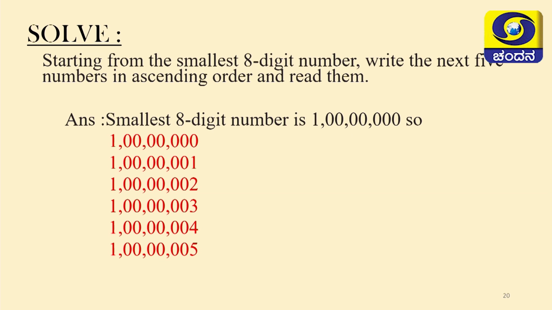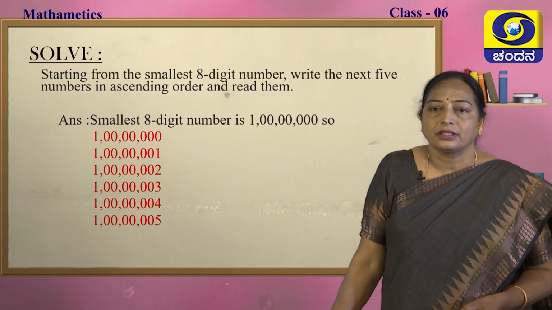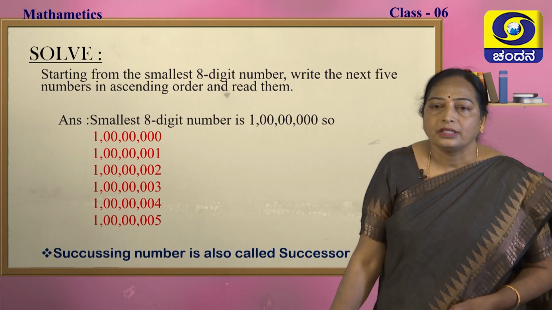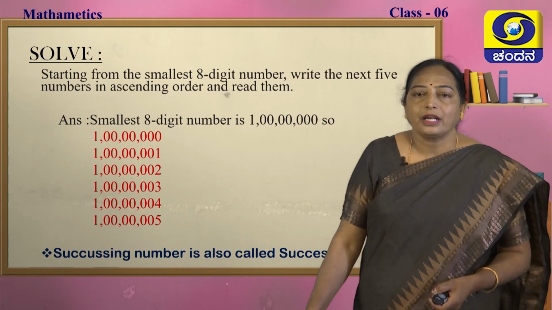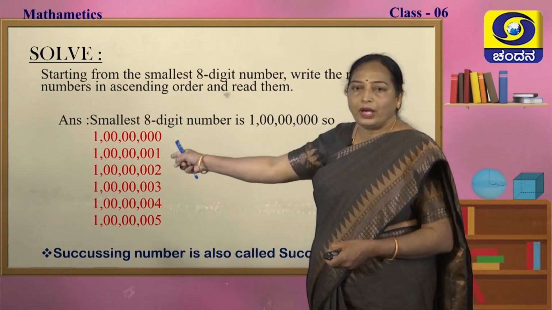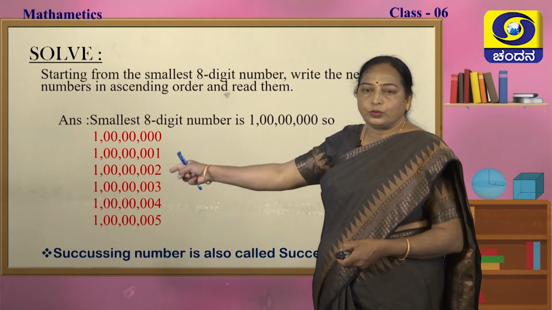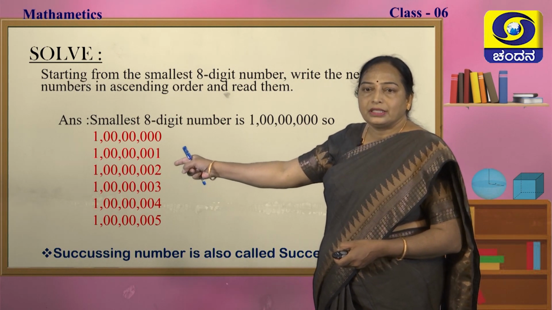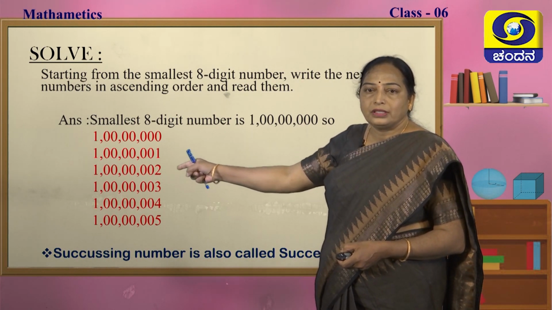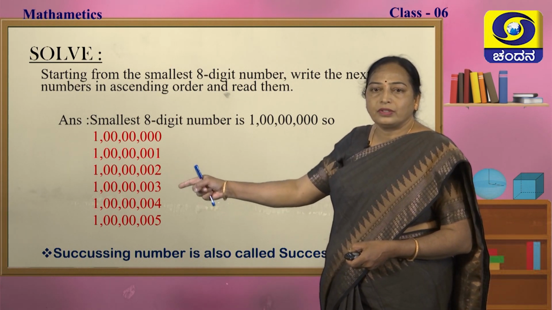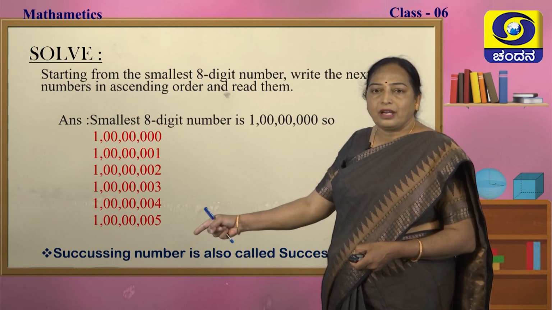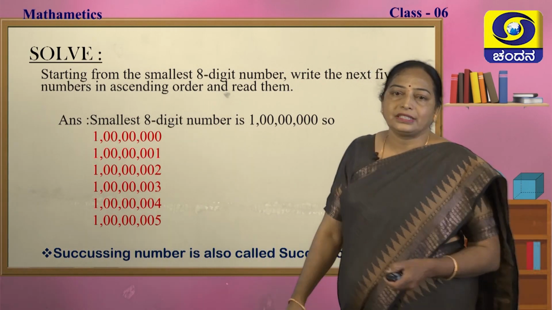These succeeding numbers are also called successor. Here, the number comes after 1. That is 2, that is successor of 1. 3 is successor of 2. 4 is successor of 3. 5 is successor of 4. Did you understand, children?